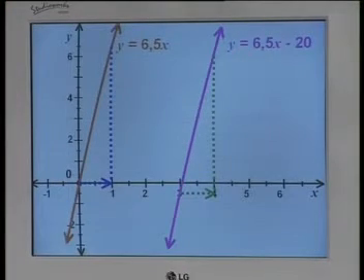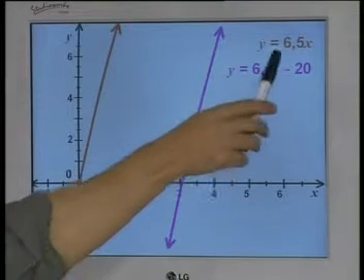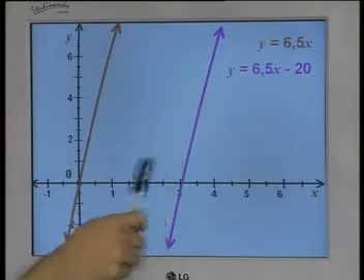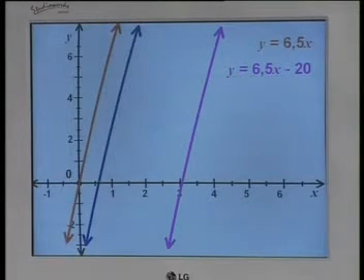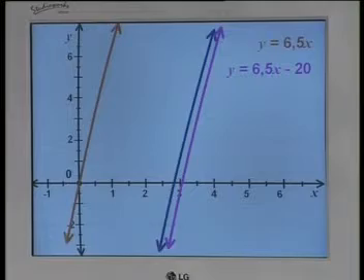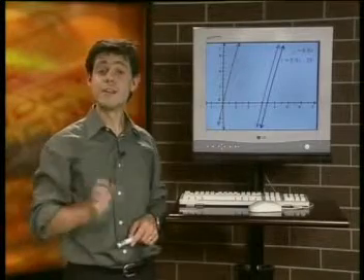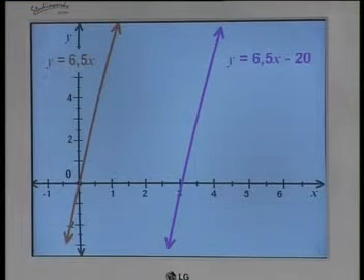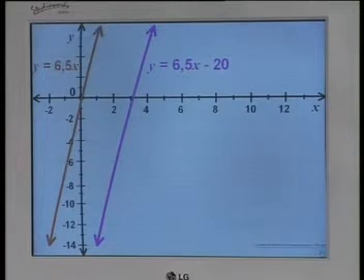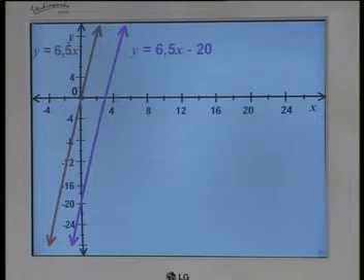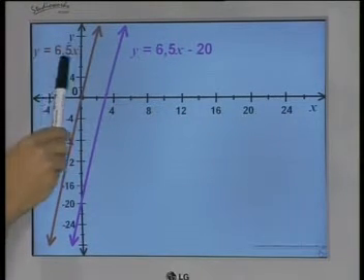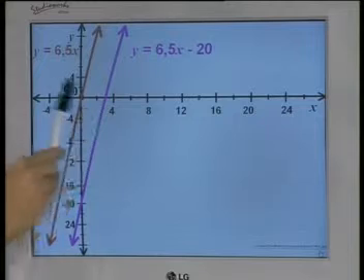The rate of change is the same for the two formulae, therefore both graphs have the same gradient. In other words, they are parallel. Now, what is the difference between the lines? Well, to investigate this, let's zoom out so that we can see more of the Cartesian plane. Let's zoom out again. Right, here we can see that the graph of y equals 6,5x passes through the origin.